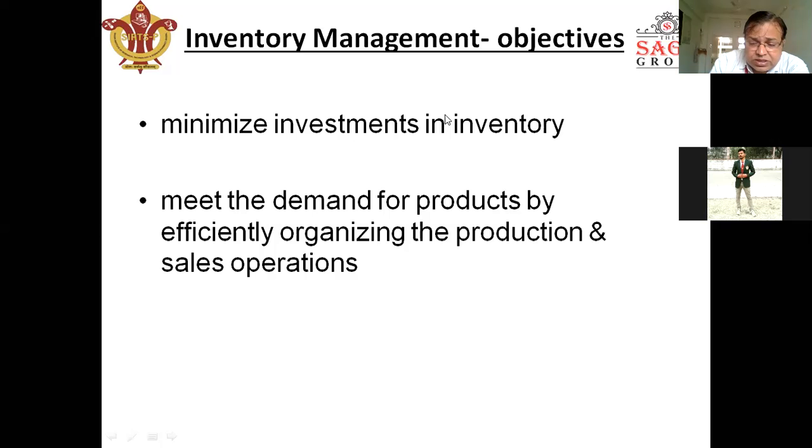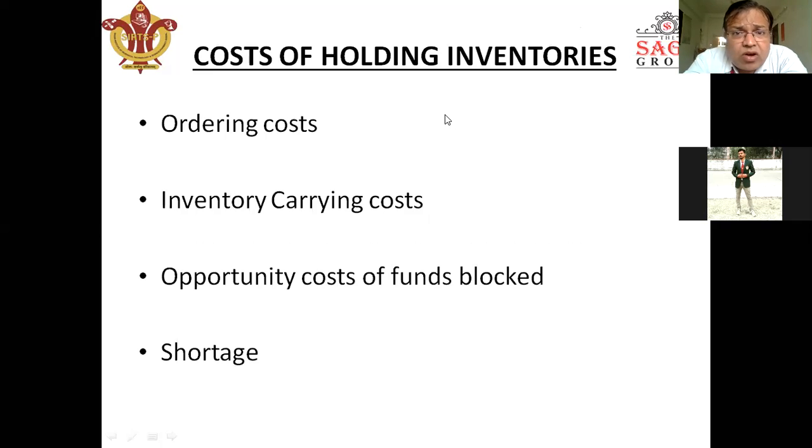Now next is the cost of holding inventories. You can see here: ordering cost, whatever you are ordering for the material; inventory carrying cost, for inventory you have already kept in your shop or your medical or your pharmacy, that cost is also an expense you have already incurred. Then the opportunity cost of funds blocked.